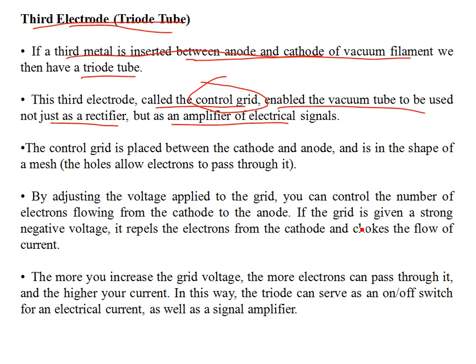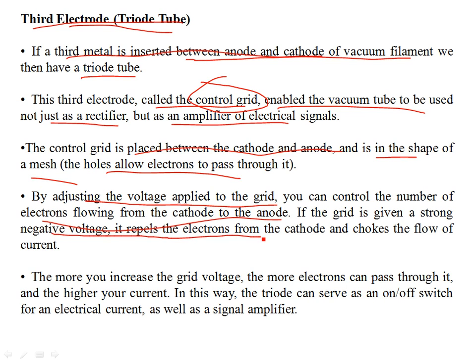Okay, so the control grid is placed between the cathode and anode, and in the shape of mesh, with holes that allow the electrons to pass through it. By adjusting the voltage applied to the grid, you can control the number of electrons flowing from cathode to anode. If the grid is given a strong negative voltage, it repels the electrons from the cathode and chokes the flow of current. Okay, so you can operate the vacuum tube as a switch, on and off.